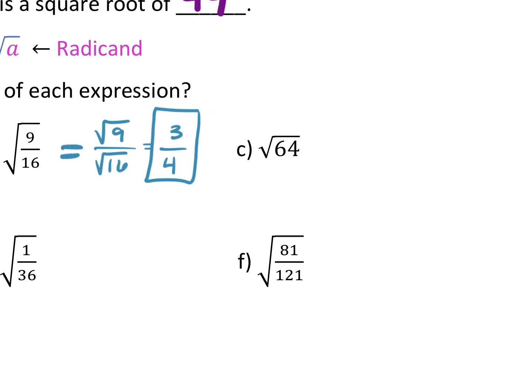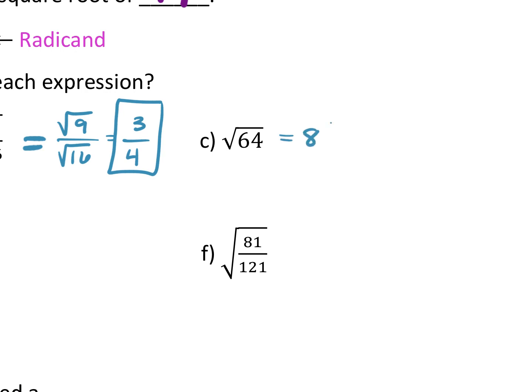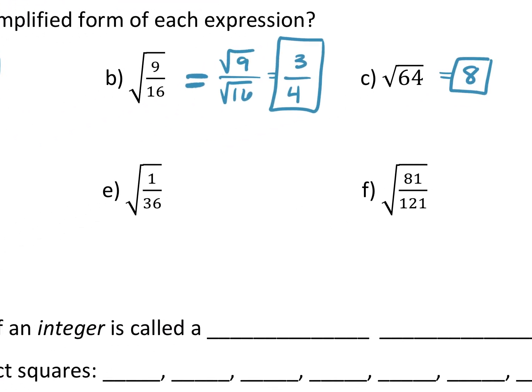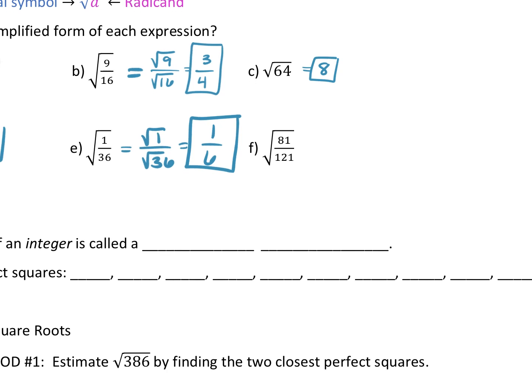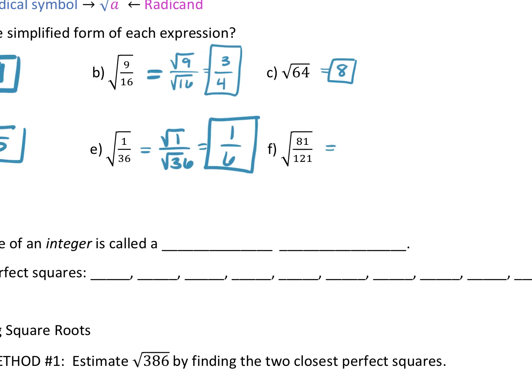What'd you get for C? Square root of 64 is 8. The square root of 25 is 5. The square root of 1/36. 1/6. So the square root of 1 is 1. The square root of 36 is 6. So 1/6. Okay, which leaves us with F, which is what? 9/11. Square root of 81 is 9. Square root of 121 is 11. Okay.